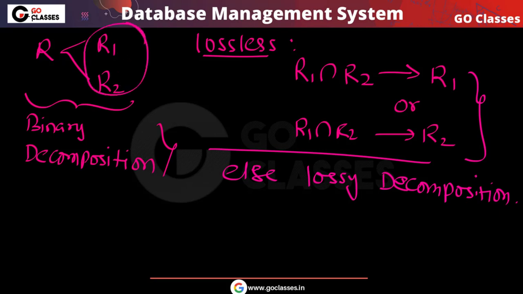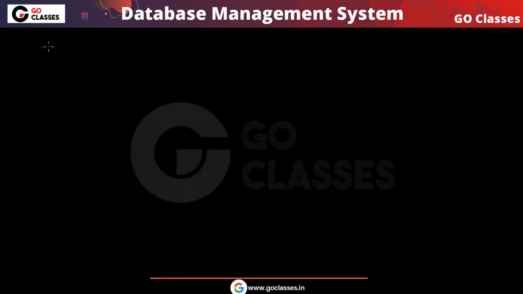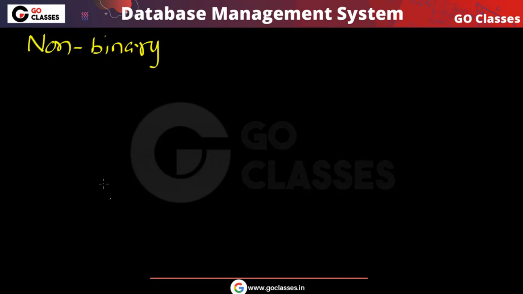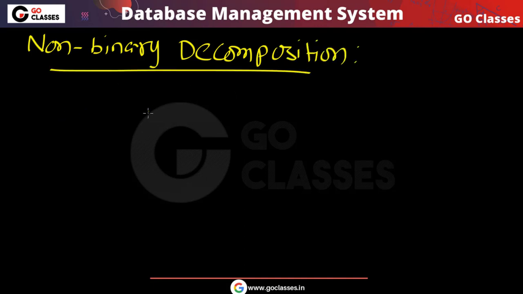When you do binary decomposition, you can apply this condition. All we have to do is check whether R1 intersection R2, the common set of attributes, is a super key of R1 or a super key of R2. If at least one of them holds, we say lossless decomposition. But what about non-binary decomposition? It means you are dividing the relation into at least three sub-relations.